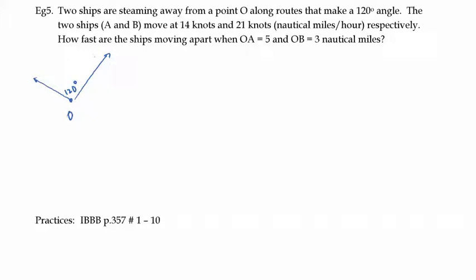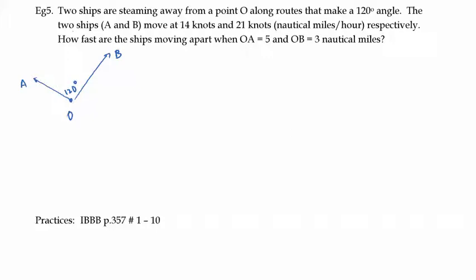The two ships A and B move at 14 knots and 21 knots, respectively, or technically that's the unit for nautical miles per hour. How fast are the ships moving apart when OA equals 5 and OB equals 3 nautical miles?